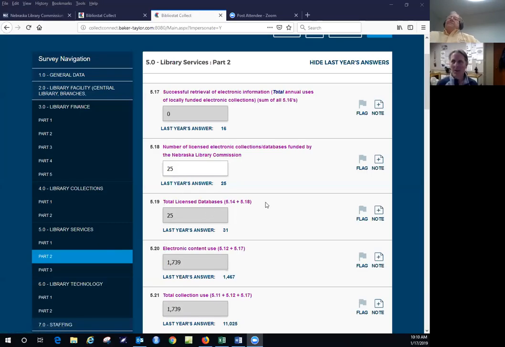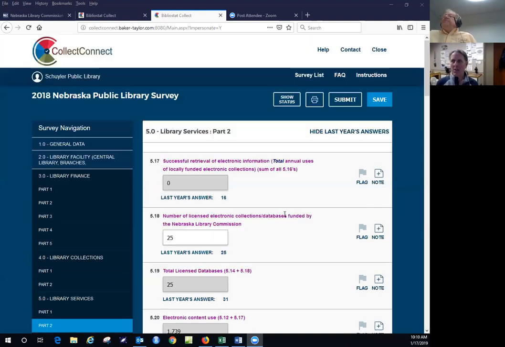Yes. Okay. So just as a recap of some of the things we talked about last time, because I don't know if Stacy was here. I think Stacy missed Tuesday. So just as a recap, this is the general navigation. It shows here that we're logged into the Schuyler Public Library survey.